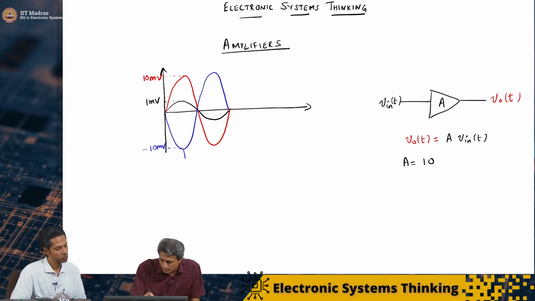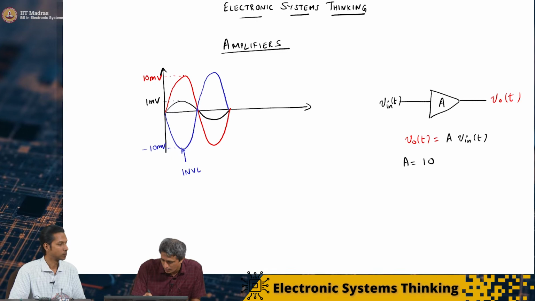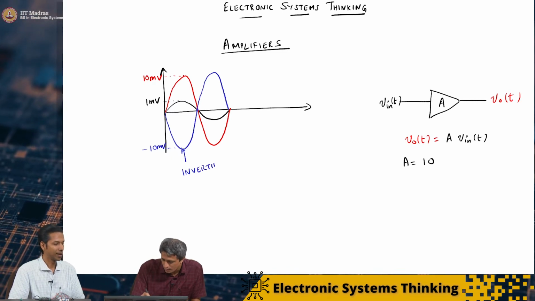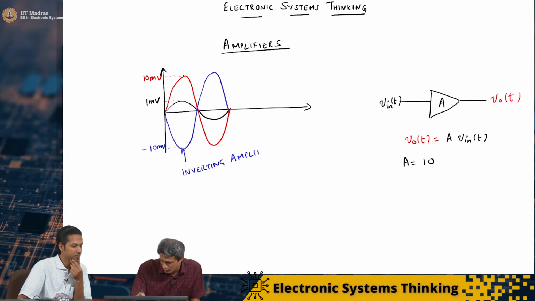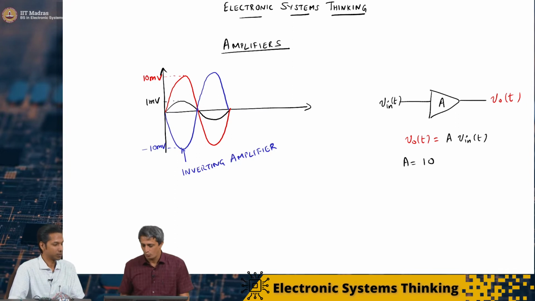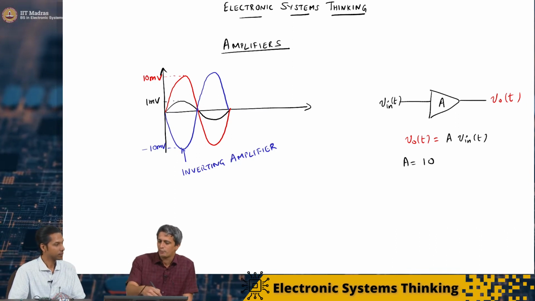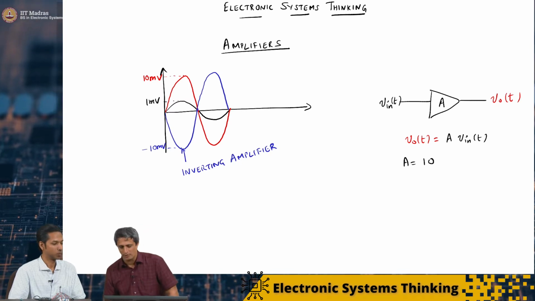This is essentially called an inverting amplifier. The amplifier that can produce such an output is called an inverting amplifier. The amplifier that produces the red one is obviously a non-inverting amplifier.